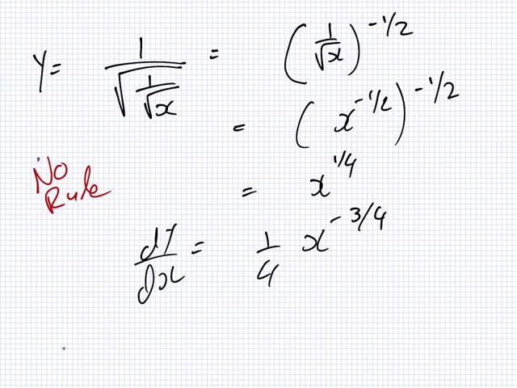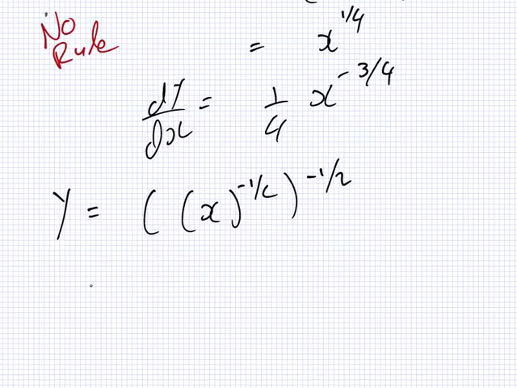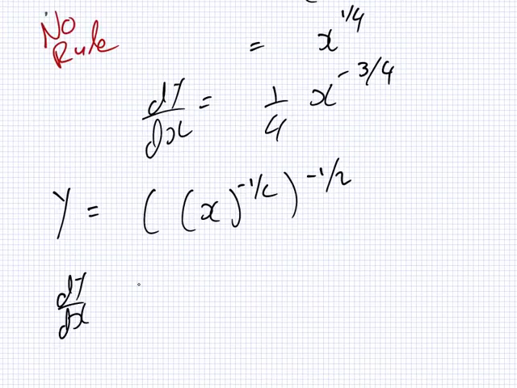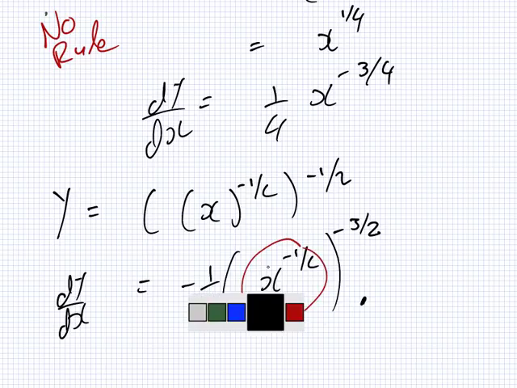Chain rule. Okay, so chain rule. You can change this into y equals x to the minus a half. Now, to use the chain rule, differentiate the outside and then differentiate the inside. So what is the outside here? The minus a half power. So that would become minus a half, minus 3 over 2. And then I must multiply by the inside derivative, which requires another chain rule.